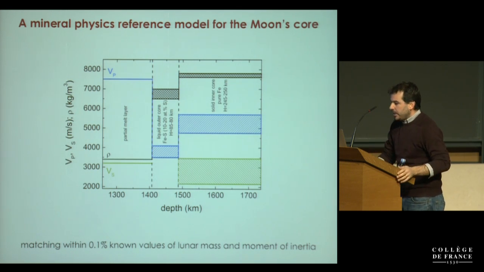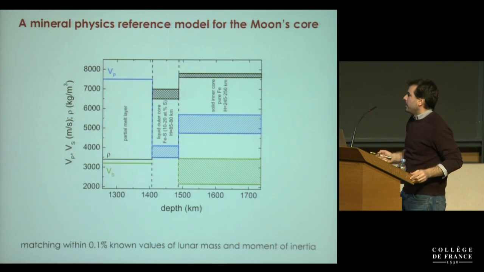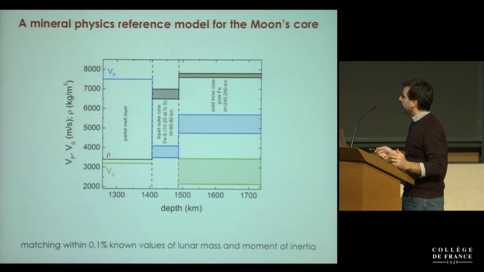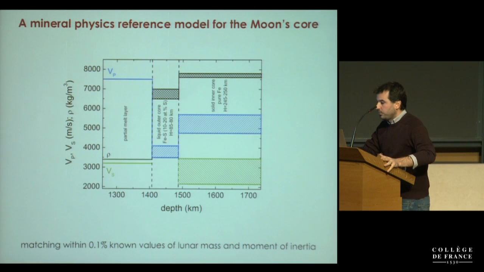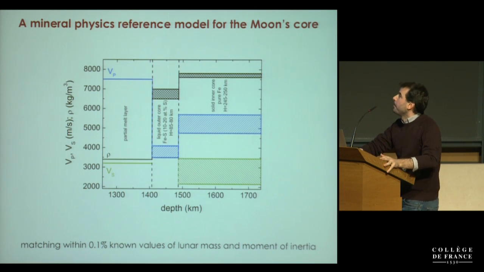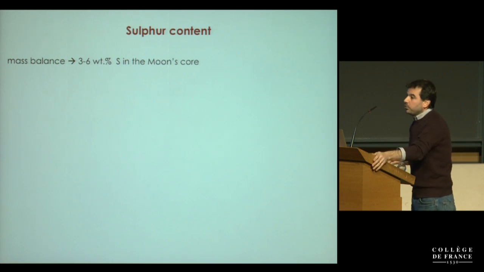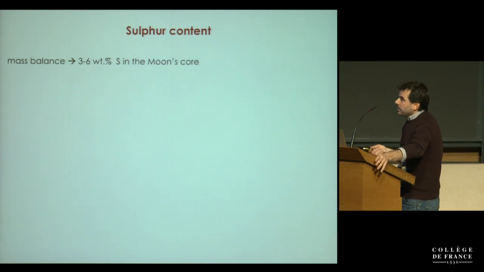As I told you at the beginning, we can directly compute the density, the mass, the overall Moon mass, the Moon moment of inertia, the central moment of inertia, getting an agreement within 0.1% of known values. So it looks like that so far this model might be standing. Other consequences out of this model we can discuss on the sulfur content across the entire core as a simple mass balance between the sulfur-bearing outer core and the pure iron inner core.